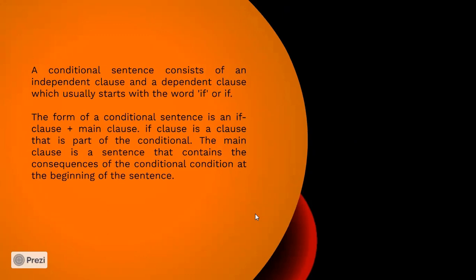Conditional sentence is an if clause plus main clause. If clause is a clause that is part of the conditional. The main clause is a sentence that contains the consequence of the conditional condition at the beginning of the sentence.